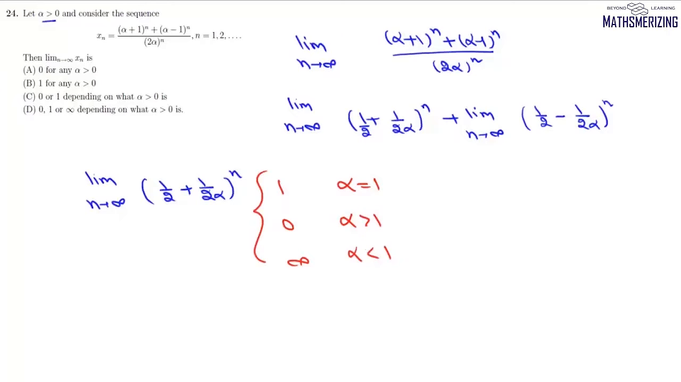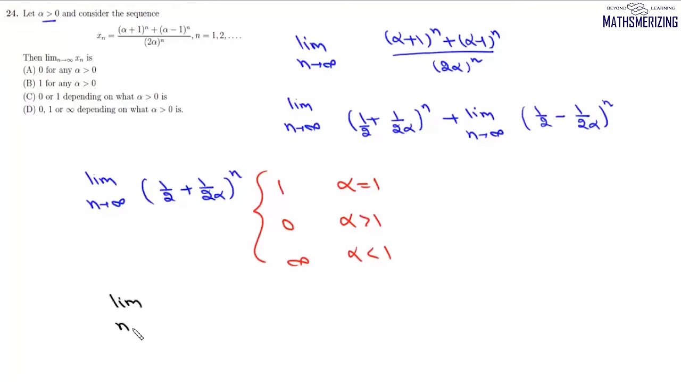Now for the second limit, which is limit n tends to infinite 1 by 2 minus 1 by 2 alpha to the power n.